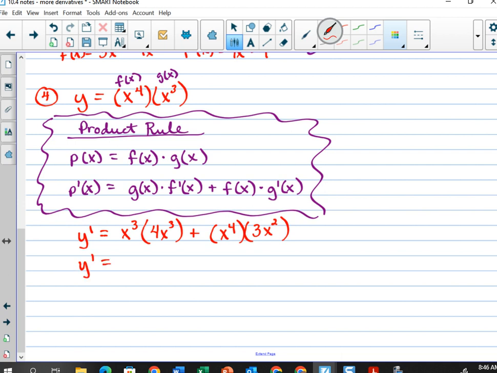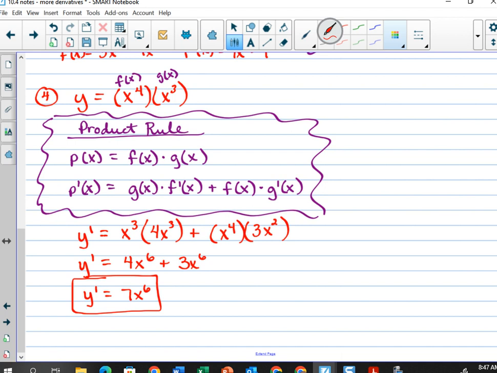Okay, so we can simplify. What is x cubed times 4x cubed? 4x to the 6th. Good. Plus, what do I get when I multiply the others? 3x to the 6th. Good. So overall, what is my answer? 7x to the 6th. Can we see how the product rule works? Okay. It's not that bad.